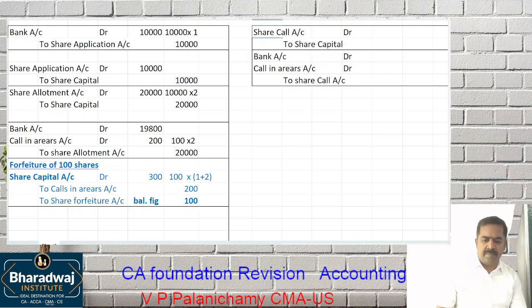Now, first call can be made for how many shares? On the 10,000, 100 cancelled. So 9,900 into 3. Calls can be made only for the shares which are outstanding, otherwise not cancelled. எவ்வளவு இருக்கும்? Calls in arrears ஒருத்தன் பே பண்ணலையா? எவ்வளவு ஷேர்ஸ்க்கு பே பண்ணல? Into 3 rupees.